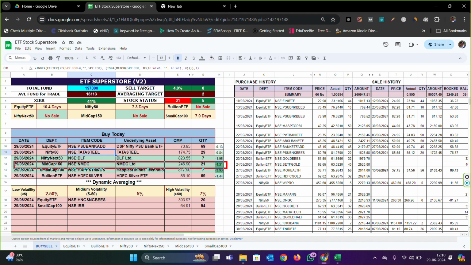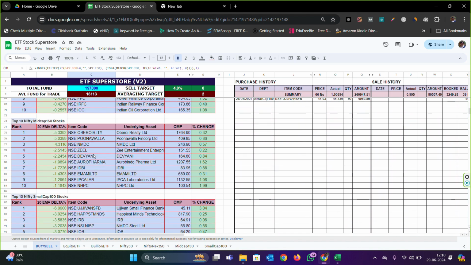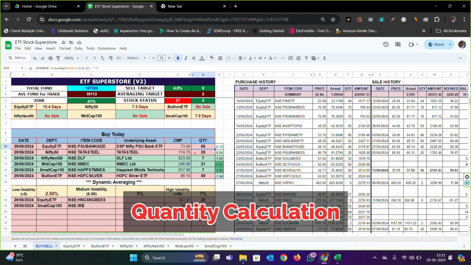As an example, in Midcap 150, stock NMDC is recommended. You can see that NMDC is recommended because the other two stocks are already available in our store. Now, let's talk about how to decide the number of shares to purchase.